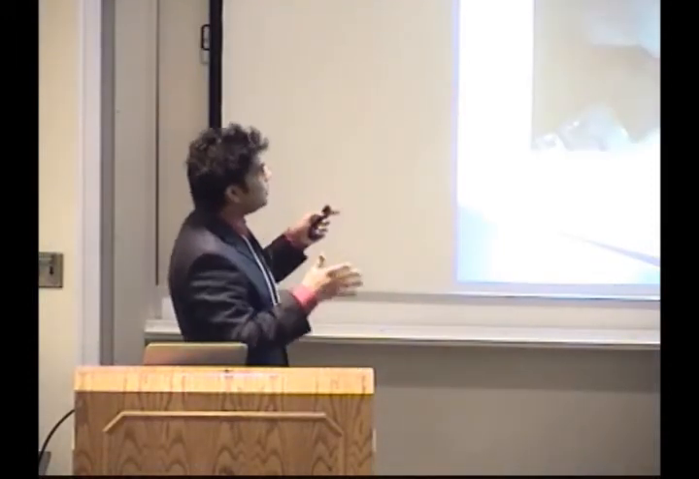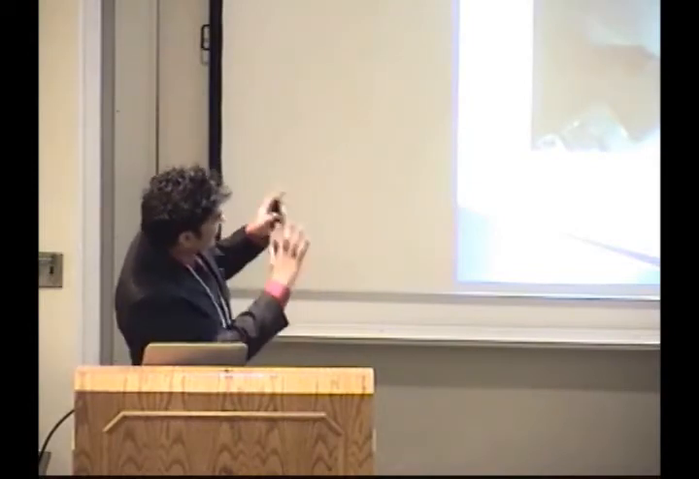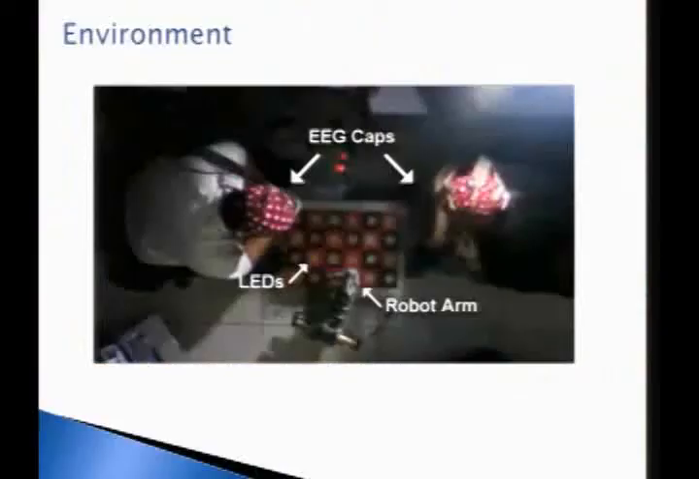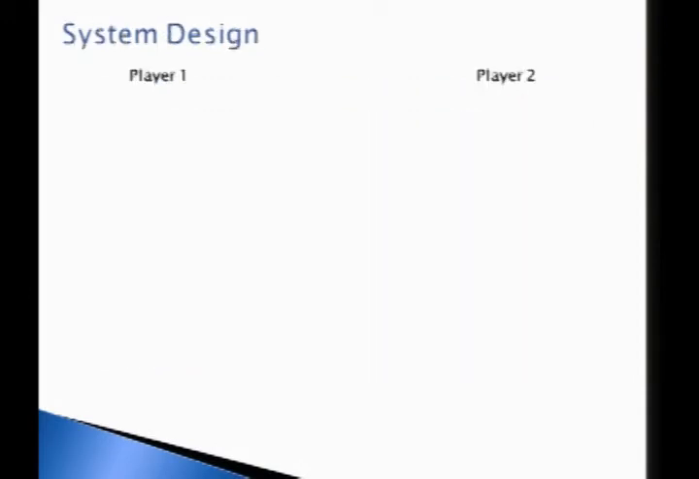So what was the environment like for our game? Sorry that the quality of this picture is so low, but we have the LED checkerboard in the middle here. We have 2 players wearing EEG caps, and we have a robot arm here. And in the background, there are computers that do all the signal processing. So let's take a look at the system design. First we have the LED checkerboard, and this is what generates the stimulus.